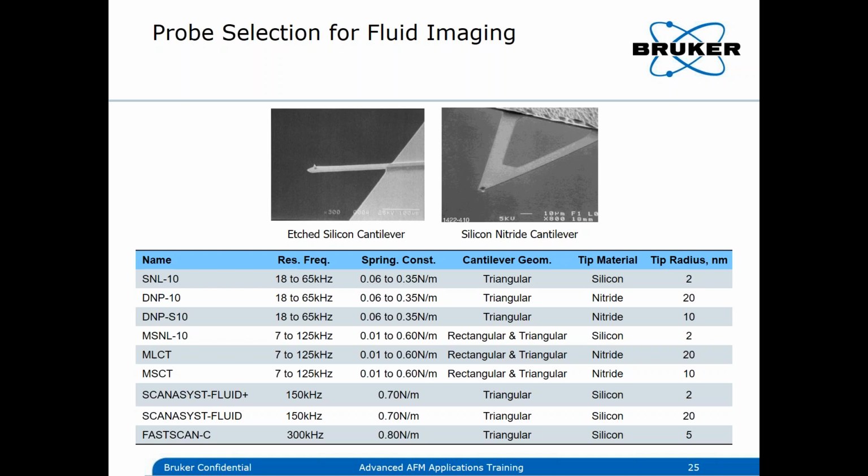Nowadays, for Scan Assist, we recommend the Scan Assist Fluid Plus. So let's speak for tapping or Scan Assist in general. The Fluid Plus has a tip radius of 2 nanometers. The Scan Assist standard fluid without the plus has one of 20. Again, it can be used for biological samples, or nowadays also the FastScan C probe. You don't need to run it on a FastScan head. You can also use it on the standard Icon scanner.